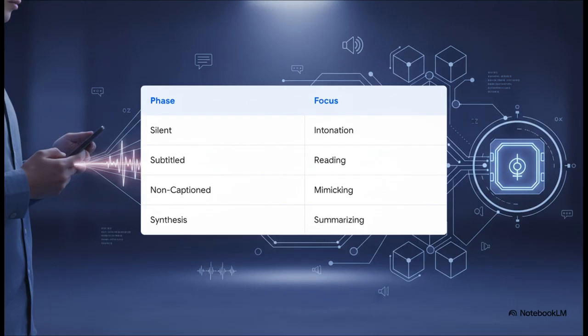Phase 3 is non-captioned shadowing. Take away the text, rely purely on your ears, and mimic the sound. And finally, Phase 4, content synthesis. Summarize those complex technical mechanics in your own words.